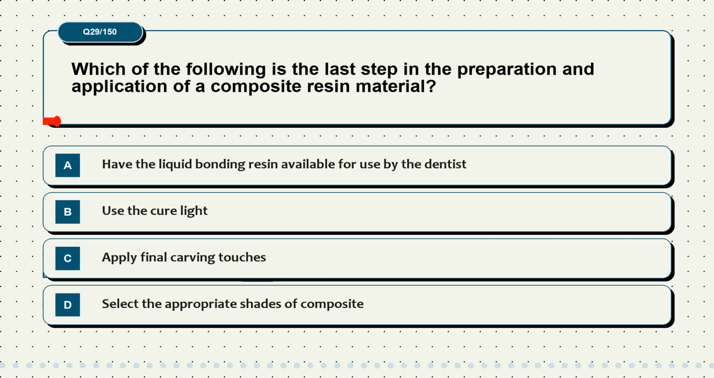Question 29. Which of the following is the last step in the preparation and application of a composite resin material? Here are the options. Option A. Have the liquid bonding resin available for use by the dentist. Option B. Use the cure light. Option C. Apply final carving touches. Option D. Select the appropriate shades of composite.